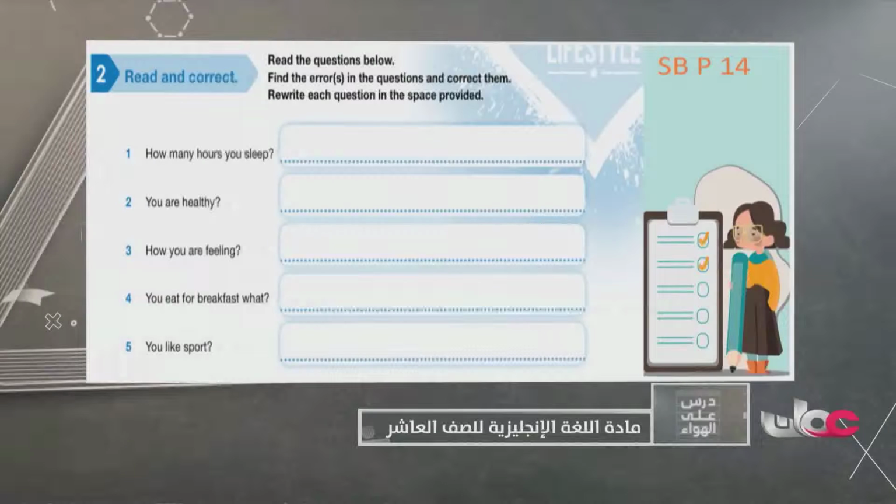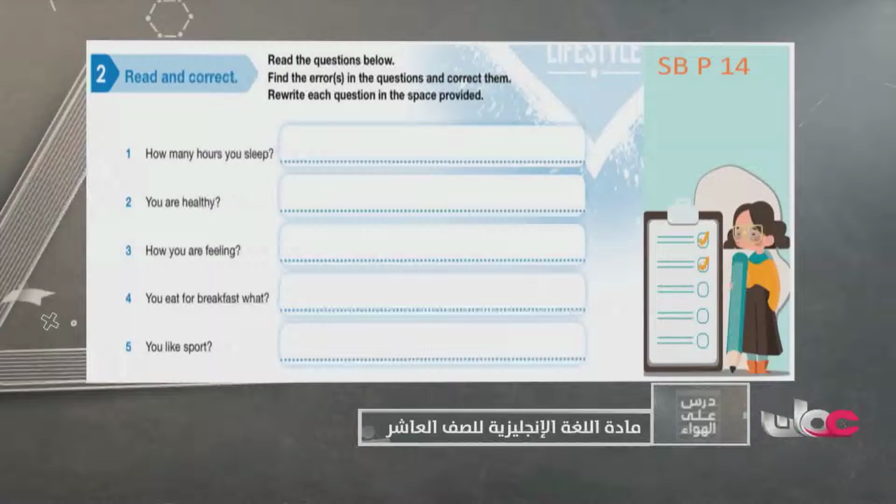The question said, read and correct. Read the questions below, find the errors or the mistakes in the questions and correct them. And you should rewrite each question in the space provided. Now let's read these questions which have mistakes or errors. Number 1, how many hours you sleep? How many hours? What is missing here?